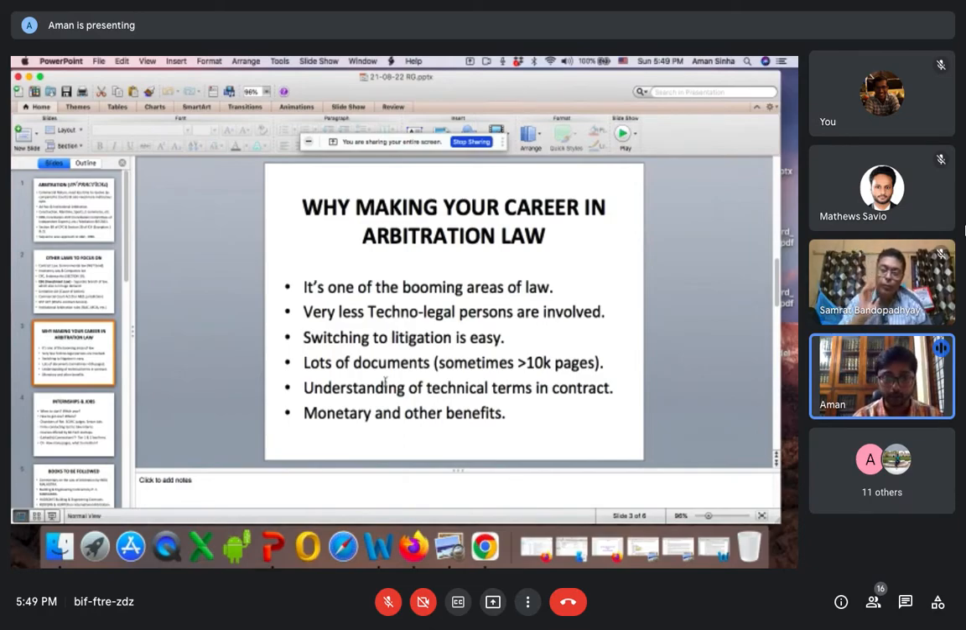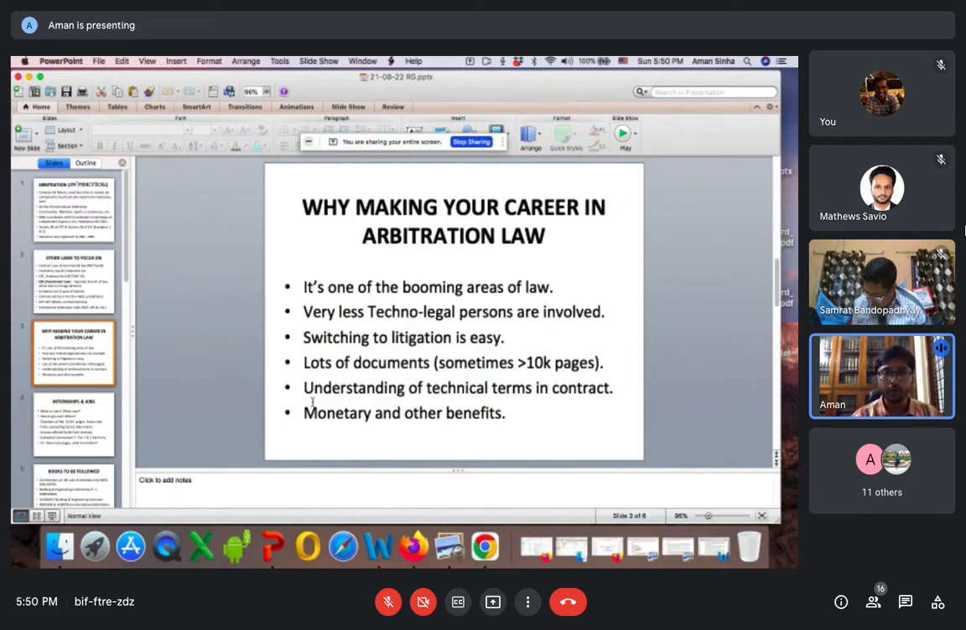It becomes very important as such. And usually people deal in the short forms, like PBG, Performance Bank Guarantee, ROW, ROB. So you need to keep in mind what the short form is and what the meaning of these short forms is. And monetary and other benefits, yes.